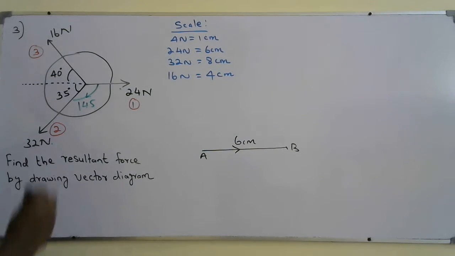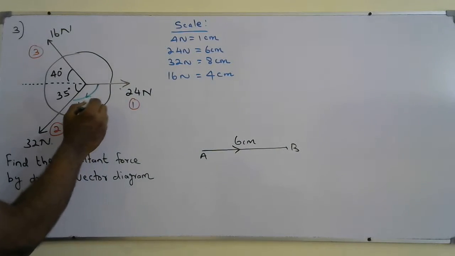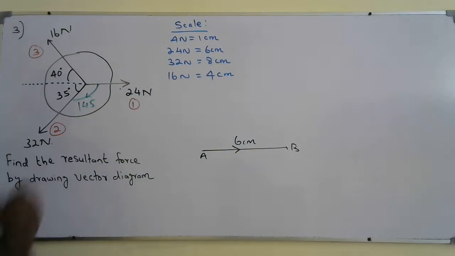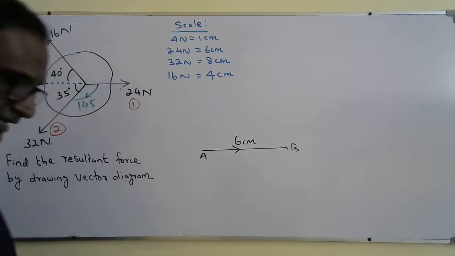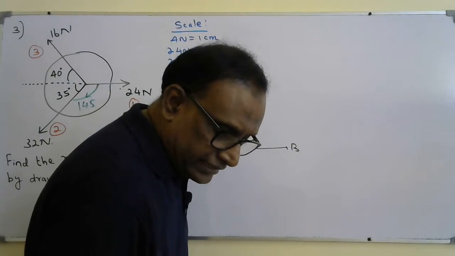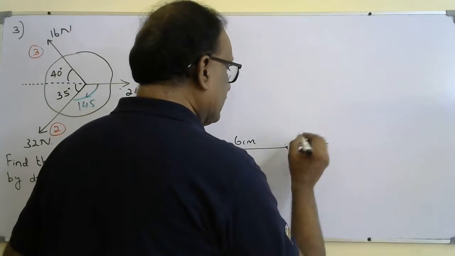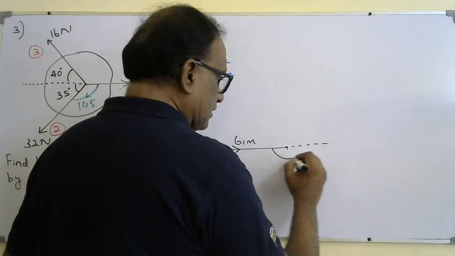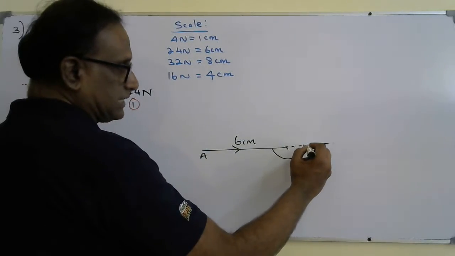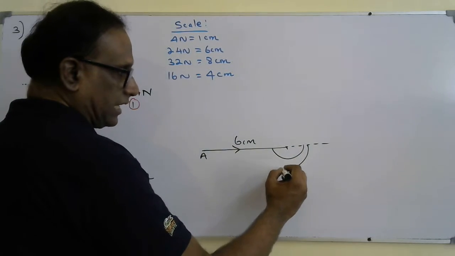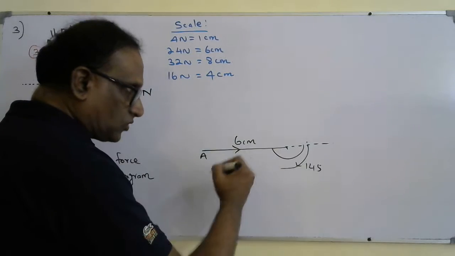145 degrees. So I should measure 145 degrees, because the total angle is 180. So 145 plus 35 is 180. So in the clockwise direction, 145 degrees. So you can extrapolate this line AB, extend this line. Keep the protractor here and measure 145 degrees from here, in this direction, in the clockwise direction.